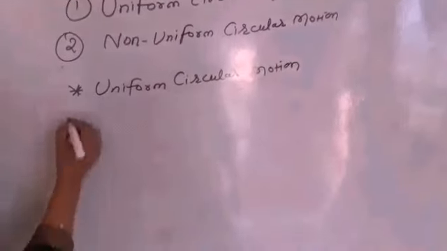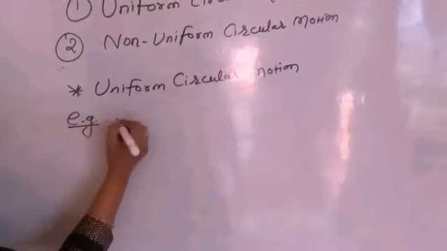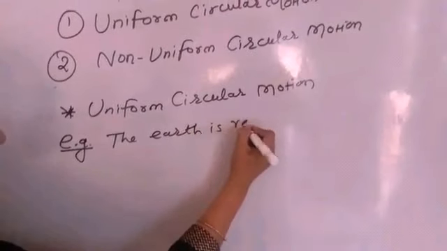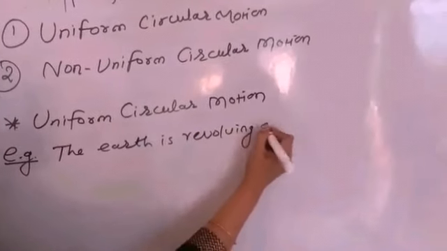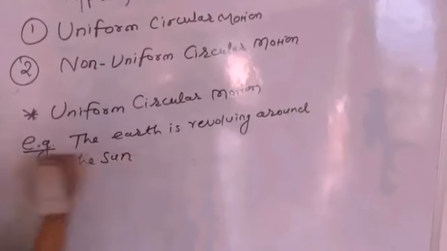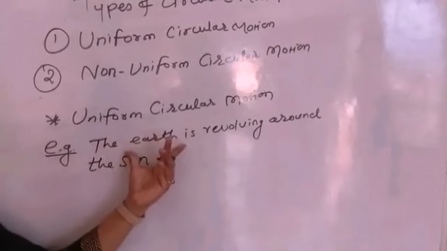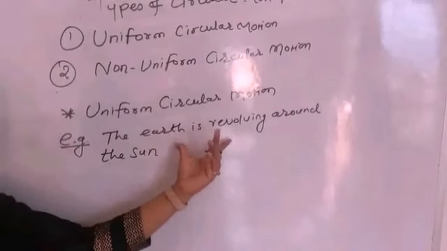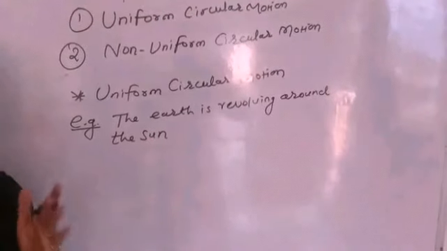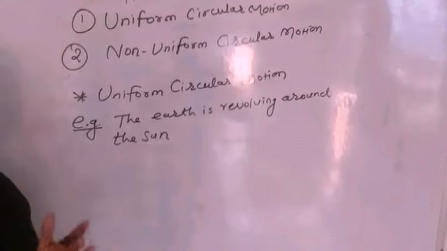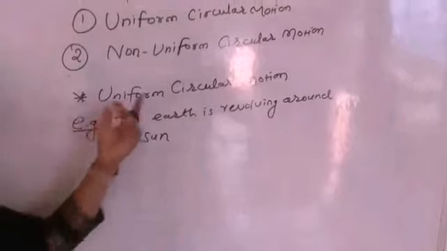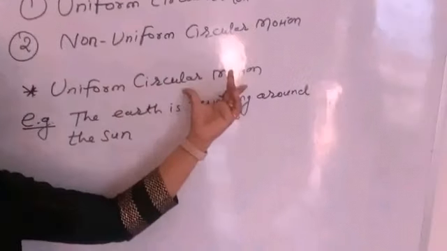For example, the earth is revolving around the sun. That means that when the earth is revolving around the sun, its speed remains same. It does not change. That's why this is called as the uniform circular motion.